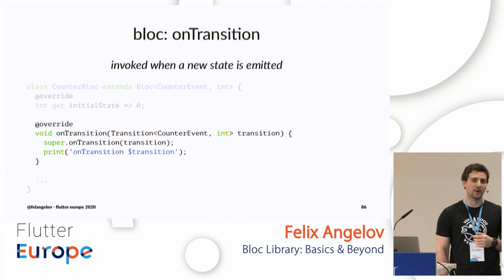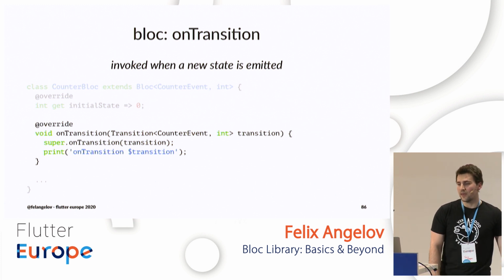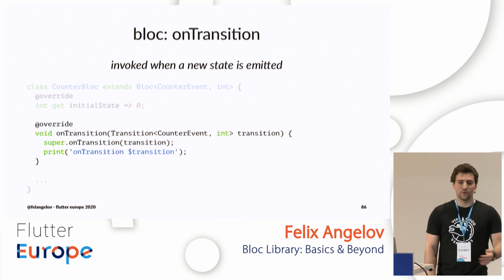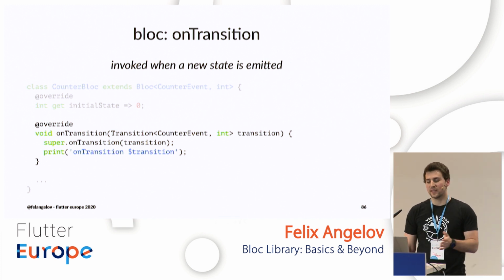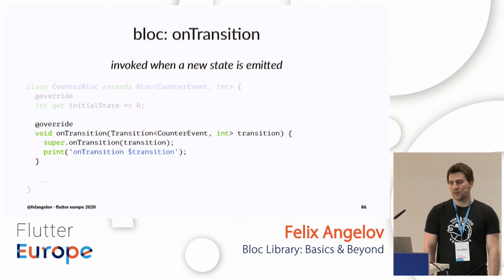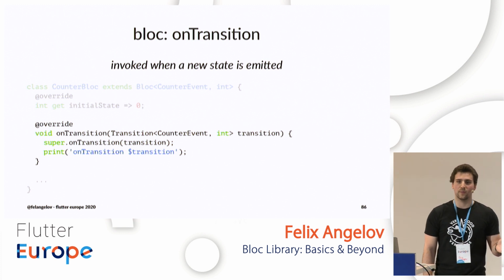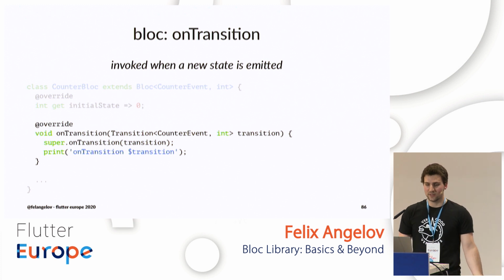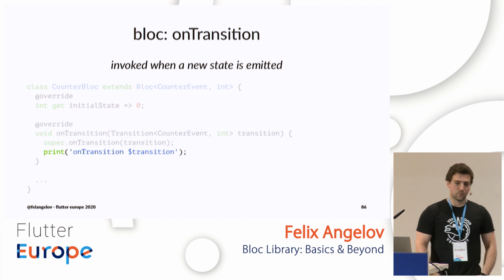Another one that's even more useful in my opinion is called OnTransition, and that basically gets triggered anytime a state change happens in the block. So right before the transition, or right before the state change happens, OnTransition is called, and the transition contains the current state of the block, the event that was emitted, and then the next state. So we can override OnTransition the same way as OnEvent, and just print.